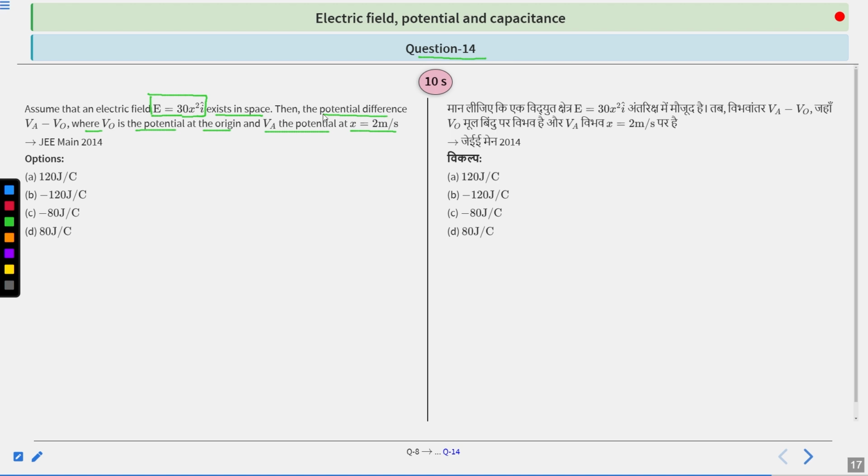The potential difference VA minus VO is asked in this question, where VO is the potential at the origin and VA is the potential at x is equal to 2 meter. Option A is 120 joule per coulomb, option B is minus 120 joule per coulomb, option C is minus 80 joule per coulomb, and option D is 80 joule per coulomb. So which option is correct? You have some time to solve this question. After that, we will provide the solution.